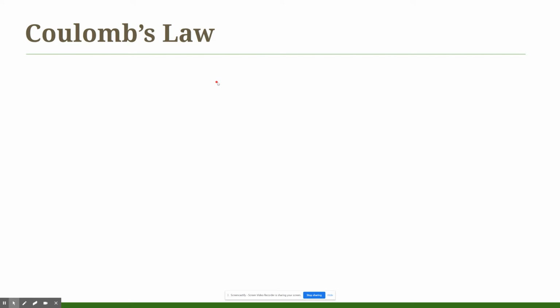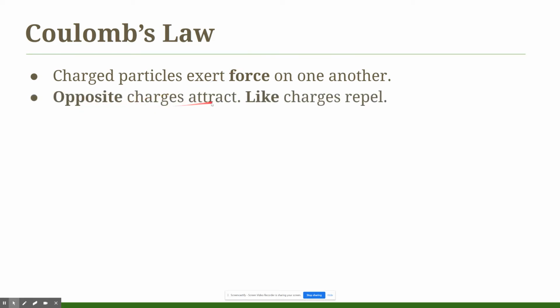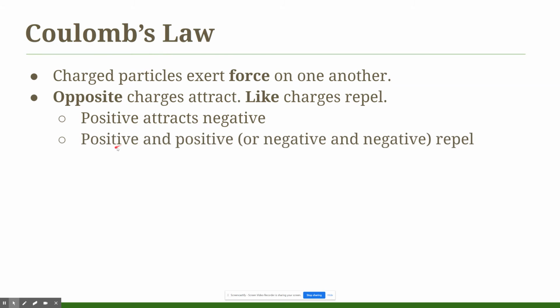This leads us into Coulomb's law. Coulomb's law tells us that positive or negative charges exert forces on one another. So if we have charged particles, they will exert a force on one another. Opposites attract and like charges repel. That means if I have a positive and a negative charge, they will attract each other. If I have 2 positives or 2 negatives, they will repel each other. That means they will push each other away.